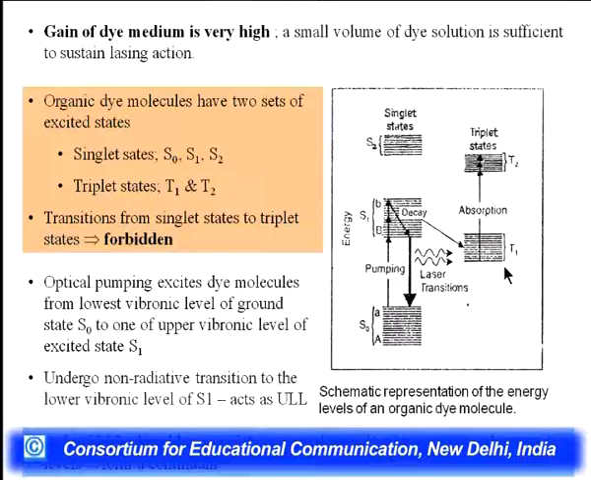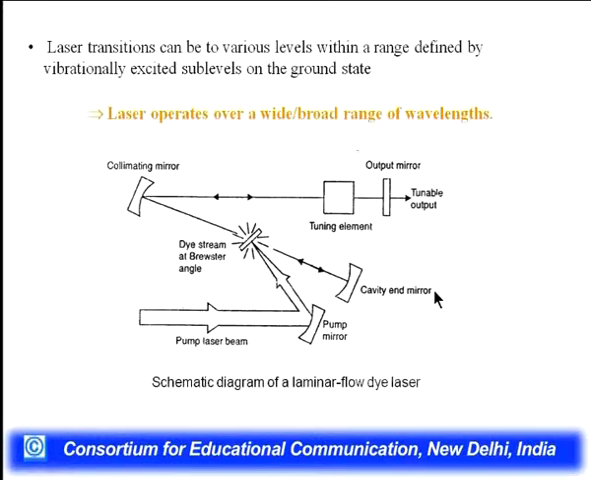S1 will drop to T1. From T1 absorption will take place and the molecule will jump to S2, and from T2 there is a transition, an intersystem crossing and a collision, and here we use these molecules to maintain the population at this level S1, and from S1 to S0 we get a laser transition.